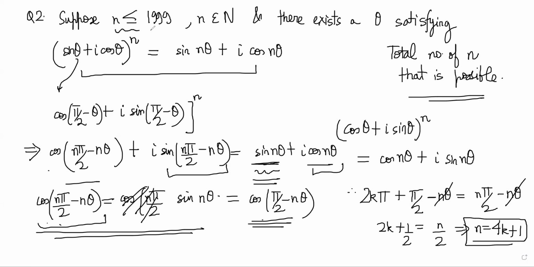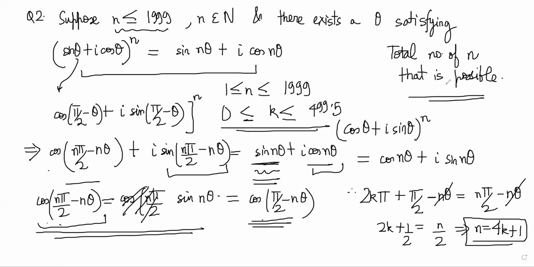So since n goes from 1 to 1999, 1 is less than or equal to n is less than or equal to 1999, we will have 0 less than or equal to k less than or equal to 499.5. Because n is 4k plus 1, you can just solve it and you will get k's interval like this. So the integer values of k are from 0 to 499. So basically the total number of possible values is 500. So that is the answer for this one.